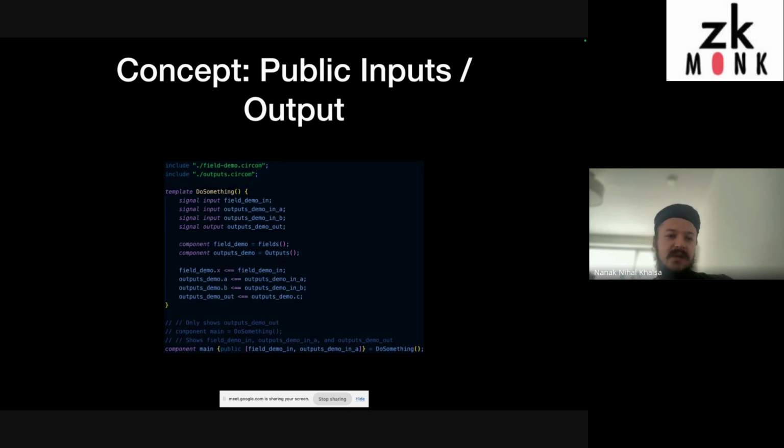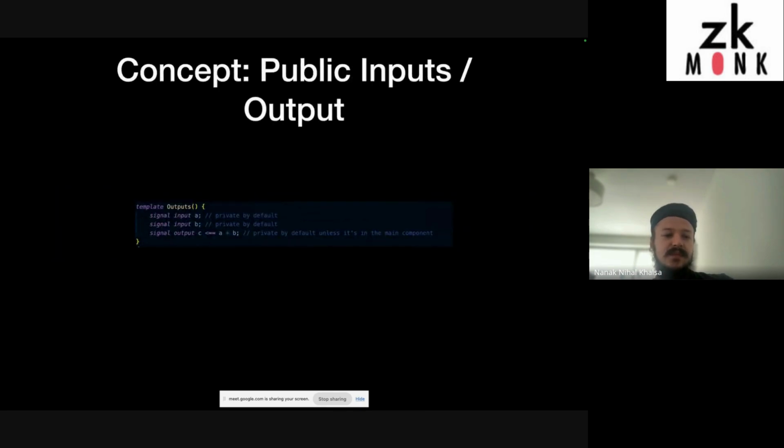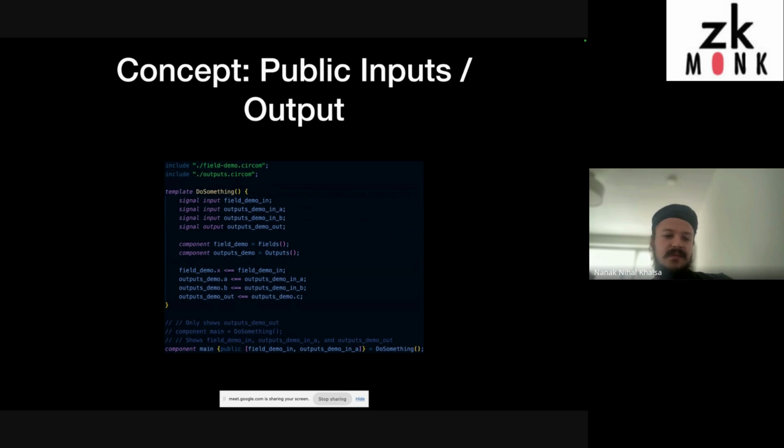And so here we have an example of a main component. So we're taking the do something template. By the way, fields demo and outputs demo, which I've imported on top, these are the previous ones. So this is the outputs demo. This is the fields demo. I can share the source code afterwards. But yeah, it's essentially imported those templates, put them here within the do something template.